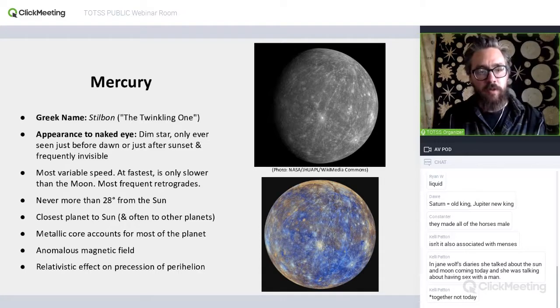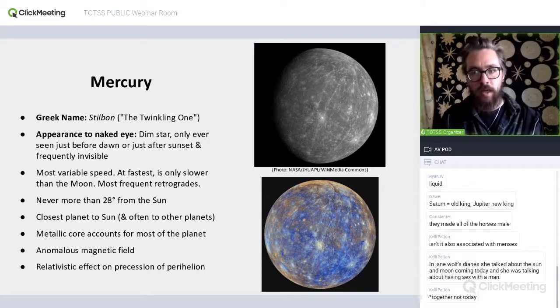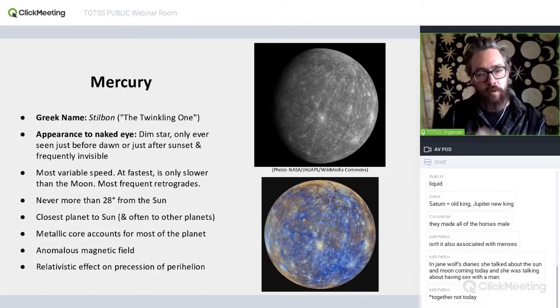Mercury has the most variable speed. At their fastest, they're only slower than the moon. But Mercury makes the most frequent retrogrades, so very often it is changing speeds, stopping, reversing, stopping, turning around again. So that sense of darting back and forth and being extremely variable is important for Mercury.